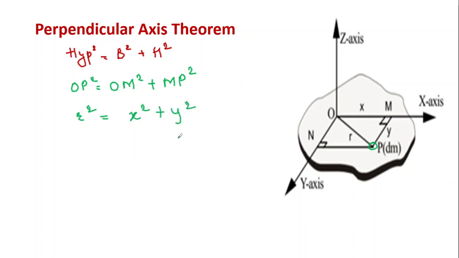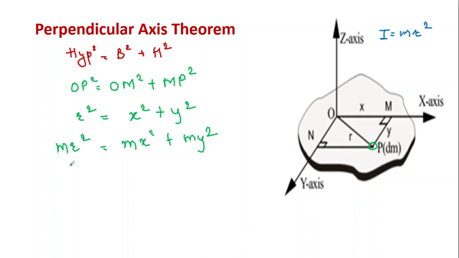Now let's multiply both sides of the equation with m, which is nothing but the mass of the body P. So we will have mr square is equal to mx square plus my square. But we know the definition of moment of inertia, which says that moment of inertia is nothing but the product of mass and square of distance between them.